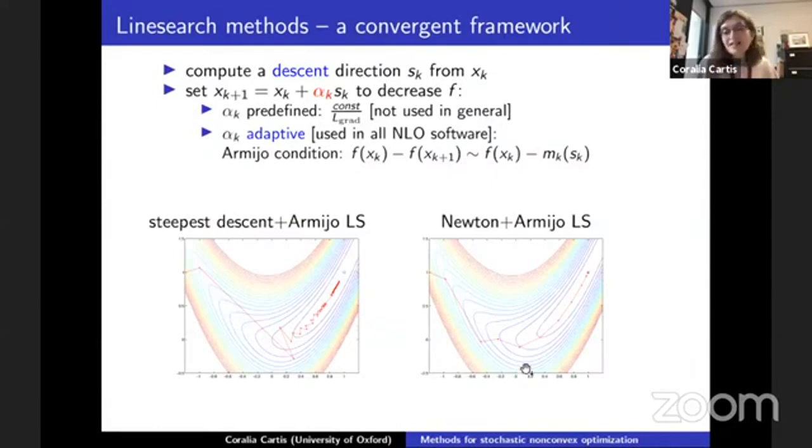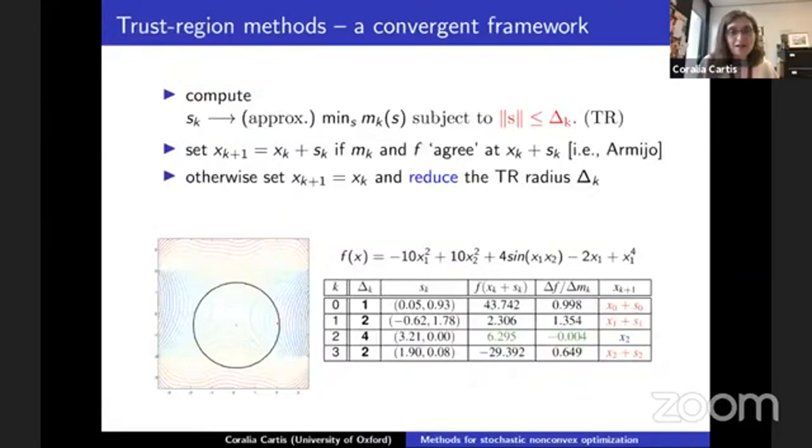Second order has this effect that is not affected by scaling of the problem, and so it's not affected by this conditioning around the solution. Of course, second order methods are more expensive, so that's the downside. Okay, so these are kind of typical behaviors.